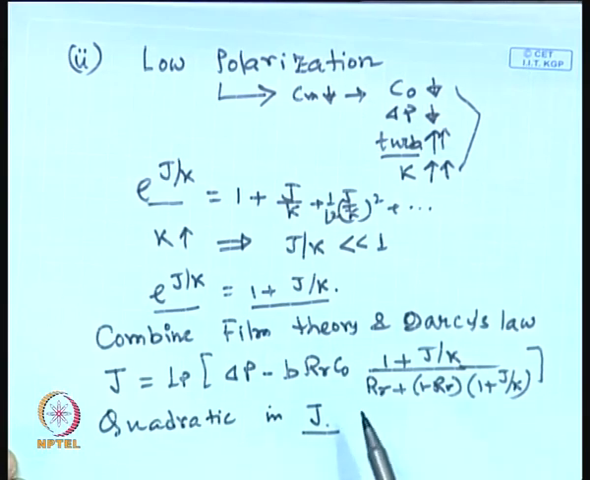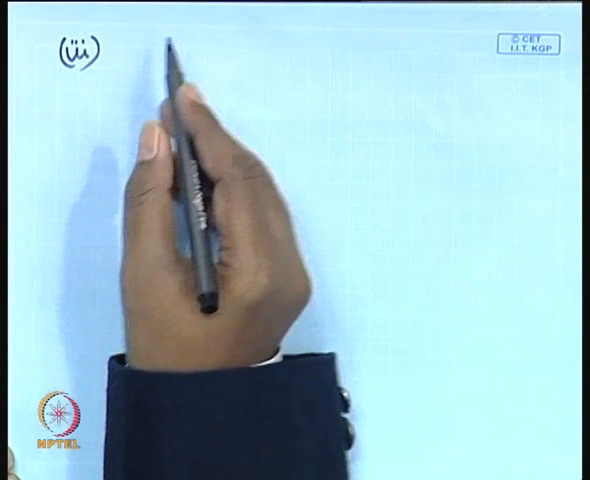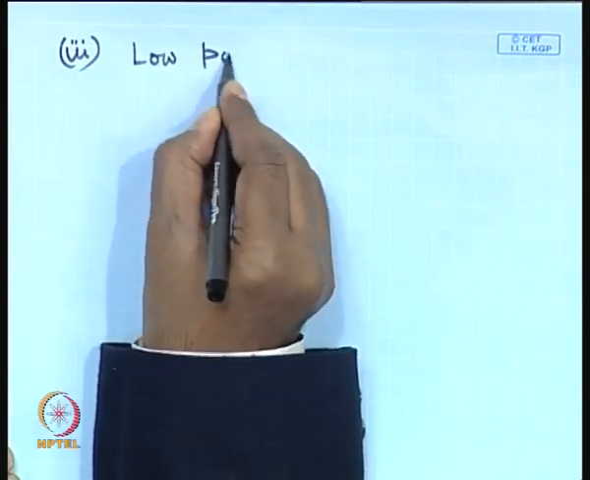Now, this quadratic equation can be solved. I am not writing that solution of the equation. This quadratic equation in J can be solved, and one can get the prediction of the system performance in terms of the productivity of the process. And once you get J, you can easily find out the membrane surface concentration, that is Cm. And once you know Cm, you can get the value of permeate concentration from the definition of real retention, that Cp is equal to Cm into 1 minus RR. So, that is how this case can be solved. Now, case number 3 will be low polarization, the earlier one.